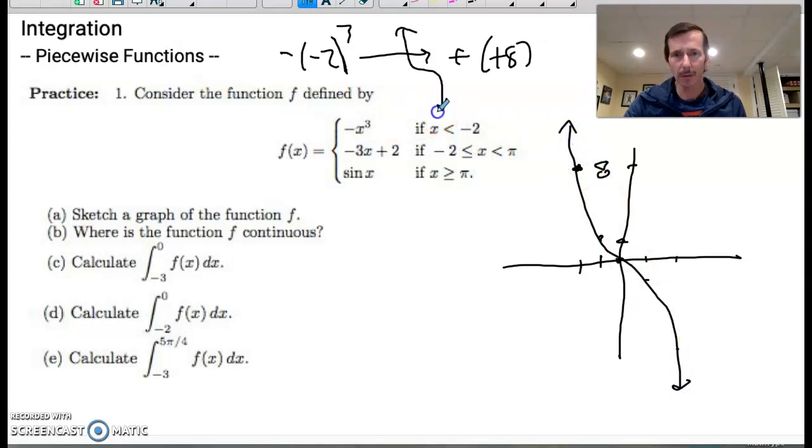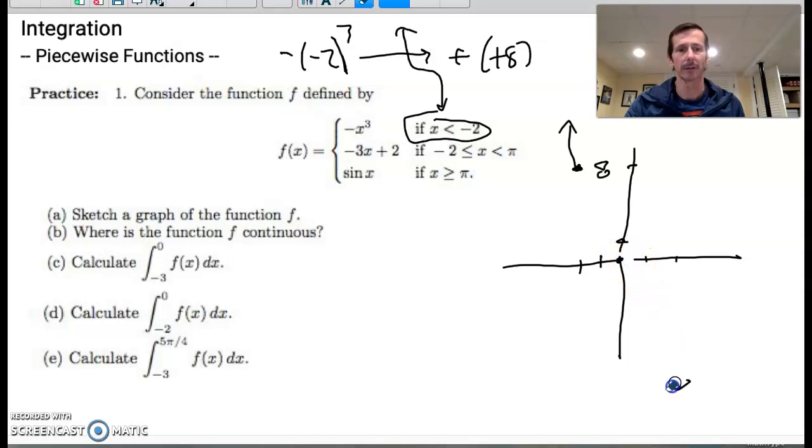But we only care about this graph when x is less than -2. So I get to pull up my eraser, and I don't care about any of this part of that graph, because this is when x is bigger than -2. So I'm going to very carefully try to erase that without erasing my axis. All right, and I'm going to switch colors on you so you can see what's happening. This part I will do in red.